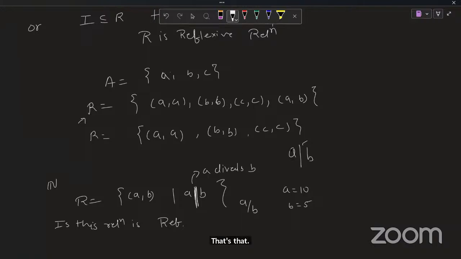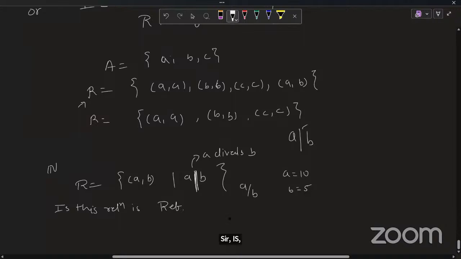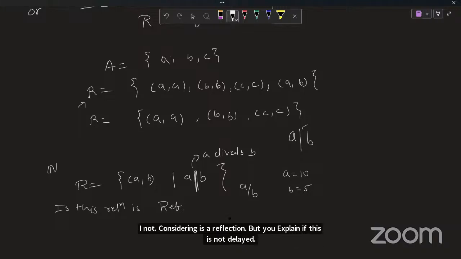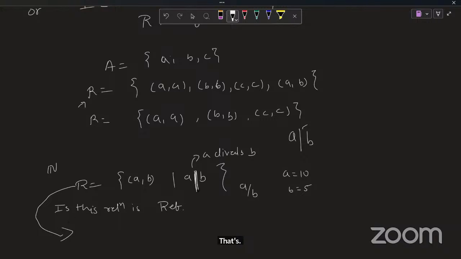Now tell me, is it a reflexive relation or not? Sonu, you can tell me in Hindi why it's not a reflexive relation. Sonu says he thinks he is wrong because he assumed this is a division. Others are saying they get the answer because A divides A, and A divided by A is 1. Yes, you guys are correct.